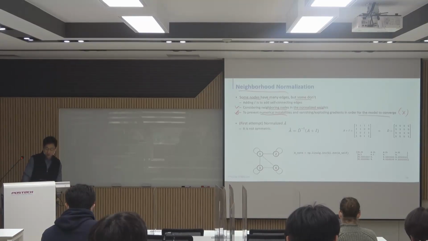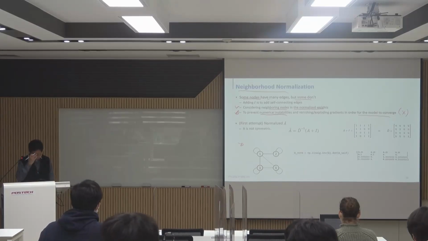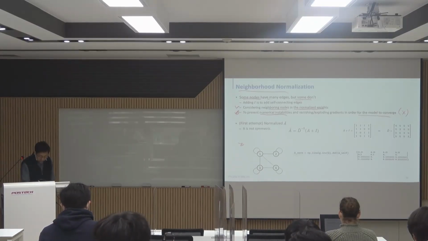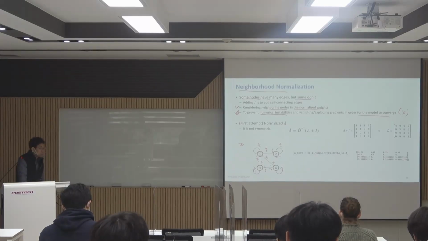So how do you normalize it? For example, the first node has 4 of them, so we can divide by its own degree. And for that one, we have 3 of them, and for another we have 3 of them. That's one way that we can normalize.